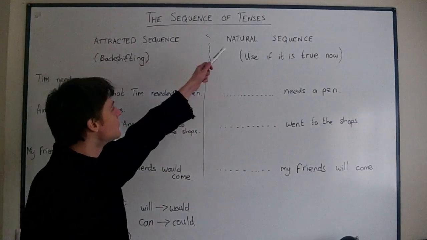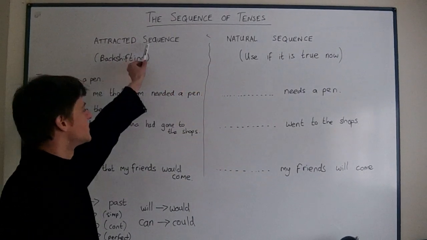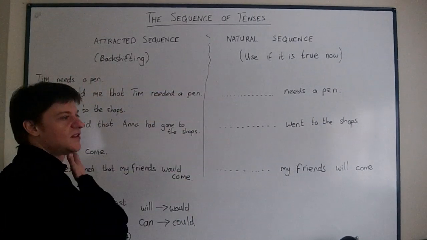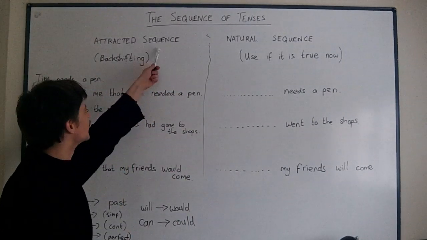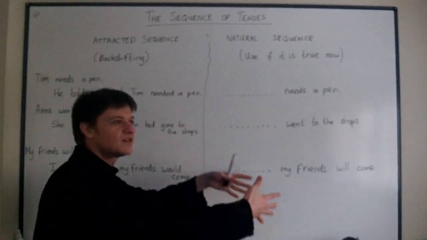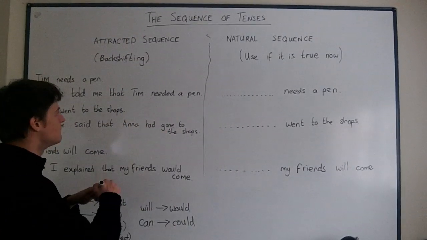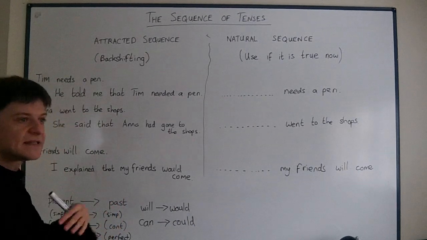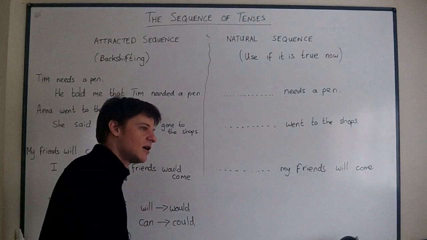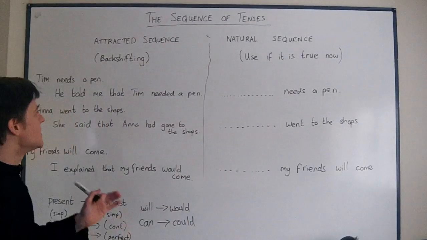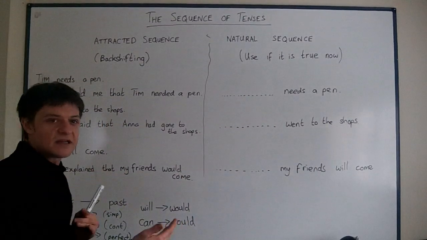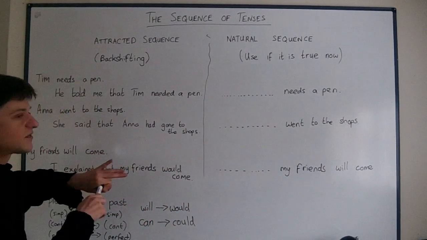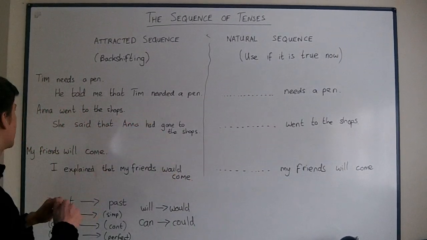Now, with the sequence of tenses, you have an attracted sequence. What does that mean? It means we move all the tenses back. That's what the attracted sequence is. It means all tenses are moved back in reported speech. When you say he told me, she said, he admitted, he denied, he explained, this is reporting somebody's speech. And when you report somebody's speech in the past, you have to move tenses back.